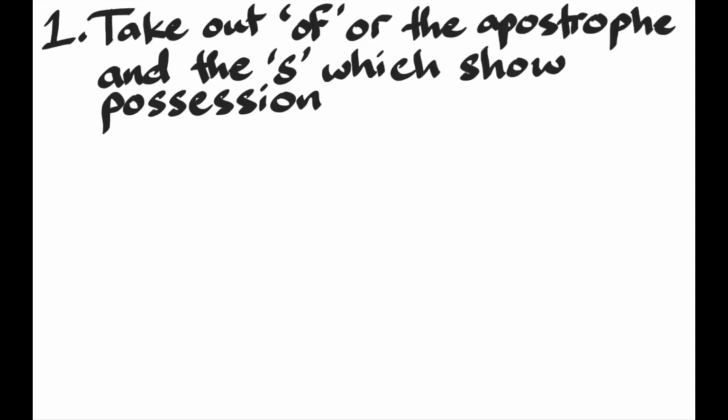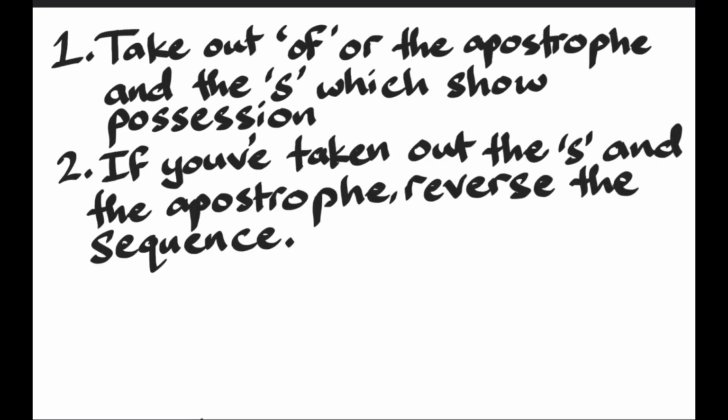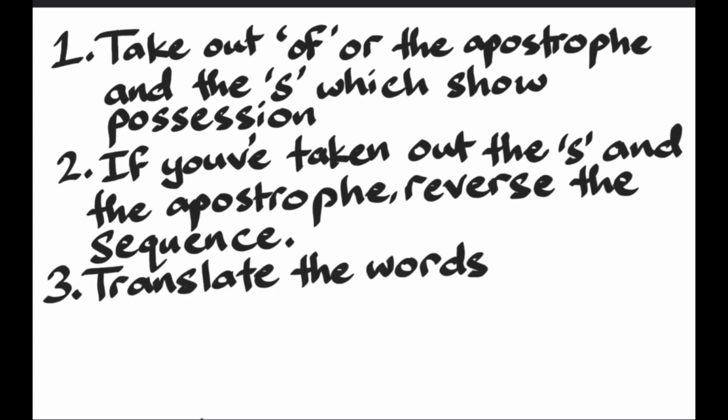The first thing you need to do is take out the of or the apostrophe and the s which show possession. The second thing you need to do, if you have taken out the apostrophe and the s, is reverse the sequence. Write the second word first and the first word second. And if you took out of, then there's no need to reverse the sequence. So you only need to reverse the sequence if you have taken out the s and the apostrophe, not when there is an of. The third thing you're going to do is translate the English words to Arabic. And finally, the fourth thing you're going to do is give the mudaf a single dhamma and the mudaf ilayhi 2 kasras.